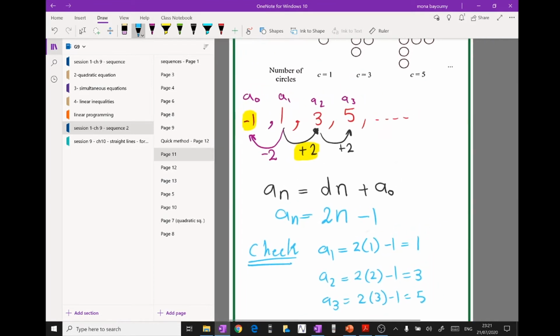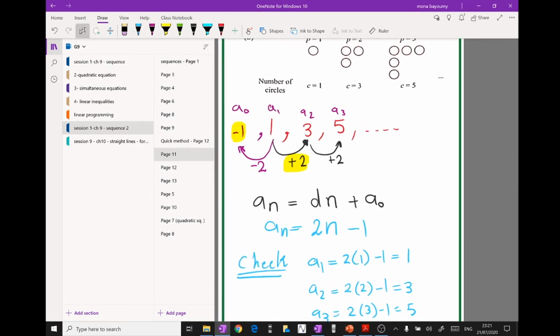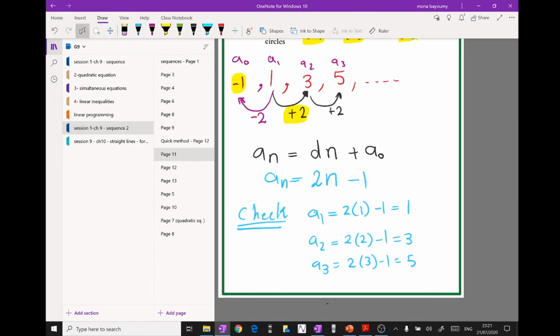Look at our pattern. In the first pattern, we have just one circle. In the second pattern, we have 3. In the third pattern, we have 5. So my answer A is right. So the nth term is 2n minus 1.